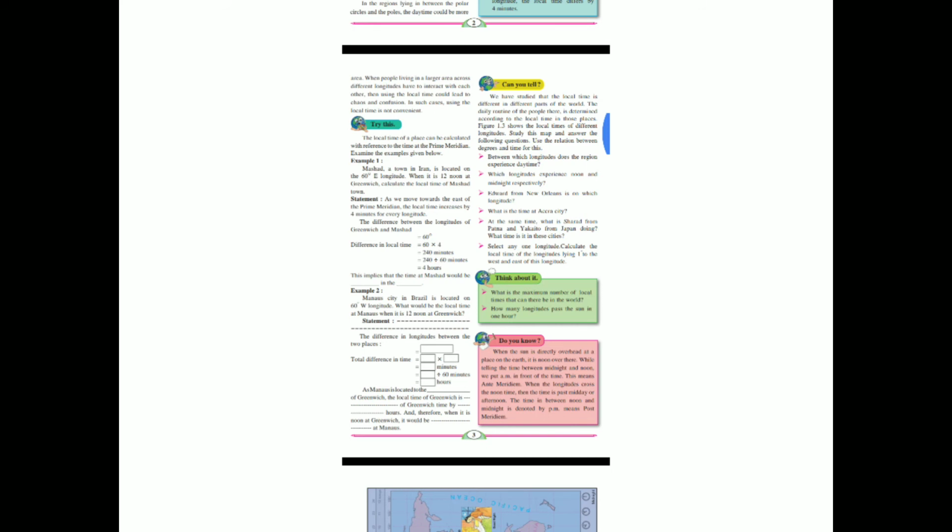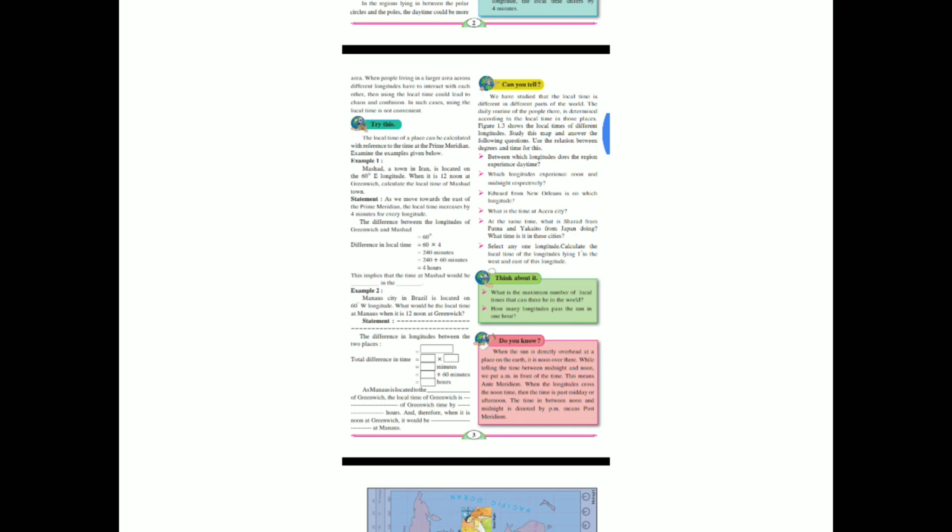First question: between which longitudes does the region experience daytime? Answer: 90 degrees west and 90 degrees east. Which longitudes experience noon and midnight respectively? 0 degree and 180 degree longitude. Now, Edward from New Orleans is on which longitude? See in the picture: 90 degrees west longitude.